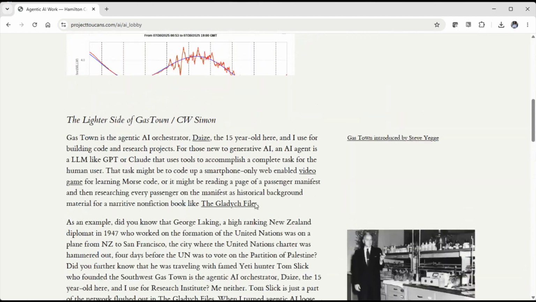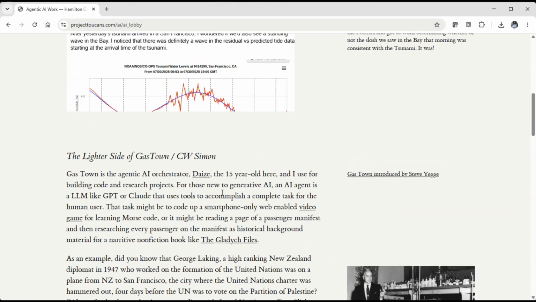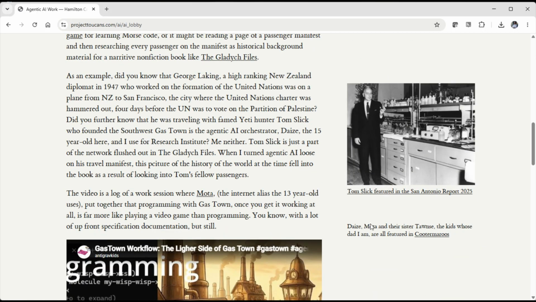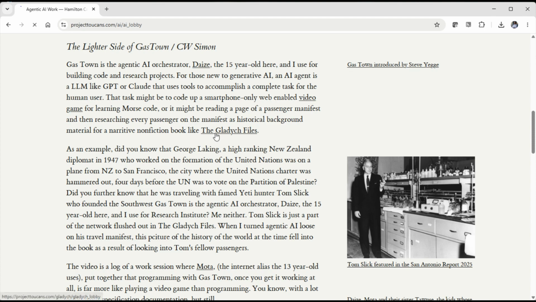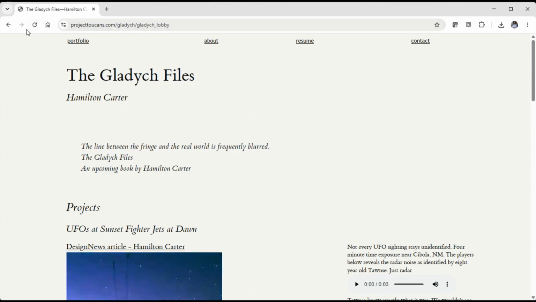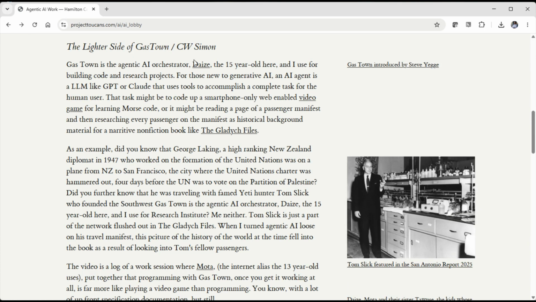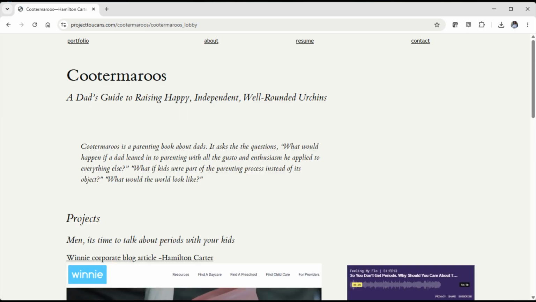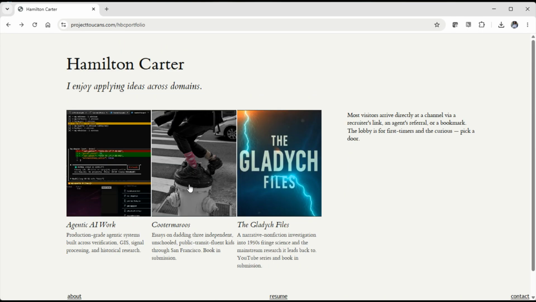You'll see throughout the site that one part of the site will link over to the other because they are all related. So this links over to the Gladish files. And it also links over to Kudermoos, the parenting book. Let's go talk about Kudermoos.